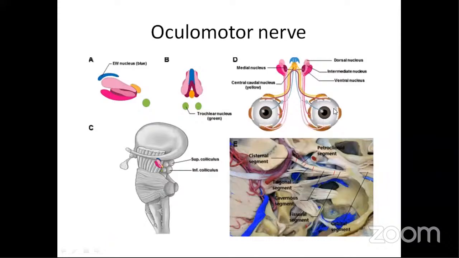Now we have the oculomotor nerve, which is cranial nerve 3. The oculomotor nerve supplies most of the extraocular muscles, except superior oblique and lateral rectus. There are certain groups of nuclei located in the brainstem from where it arises, and the part of the nerve which arises from each nucleus supplies a specific group of muscles only.